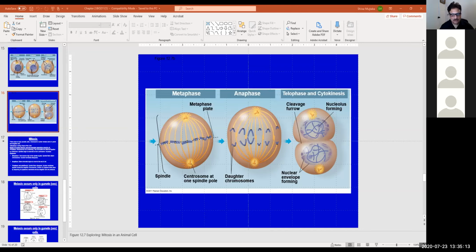So the chromosome goes from a single chromosome to a chromosome with double sister chromatids. So this is a chromosome with one chromatid and this is with two chromatids. How does it happen? It's because of duplication. And then in anaphase, this divides to form two independent daughter chromosomes. So this is what is happening in this figure.